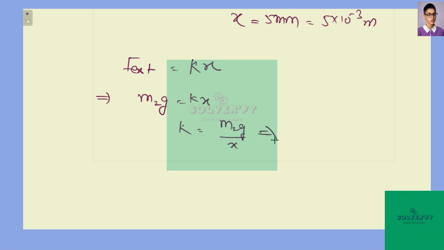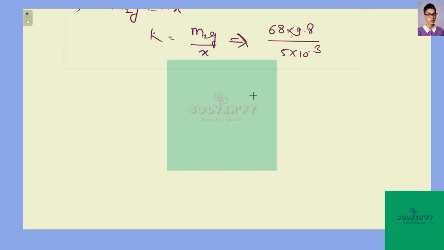Now put all the data in this equation. So this is 68 into 9.8 upon 5 into 10 to the power minus 3. From here we get the value of K, and this is 1.333 into 10 to the power 5 Newton per meter.